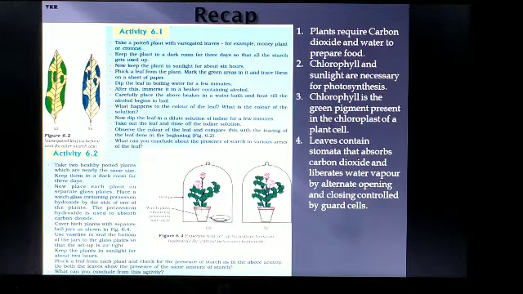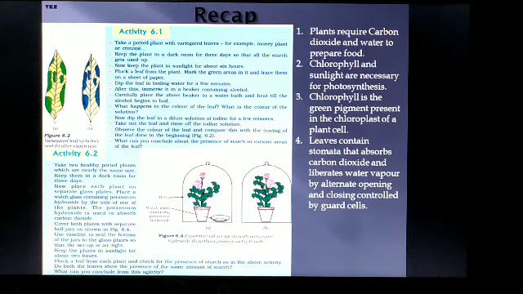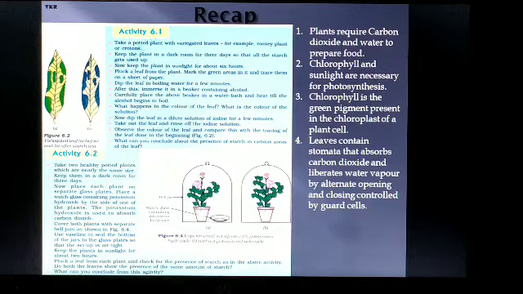This sentence can be underlined here: potassium hydroxide is used to absorb carbon dioxide, because potassium hydroxide has a chemical property. It reacts with carbon dioxide and absorbs the carbon dioxide from the surrounding. Why do we need to absorb carbon dioxide from the surrounding? So that we can check what happens if there is no carbon dioxide in the surrounding. Then what happens with photosynthesis? How do plants respond? Will starch formation occur or not?